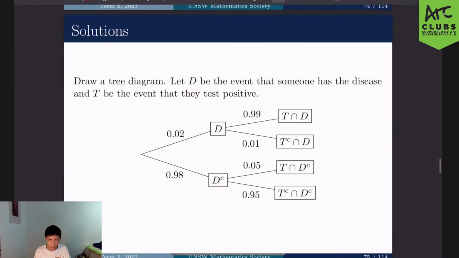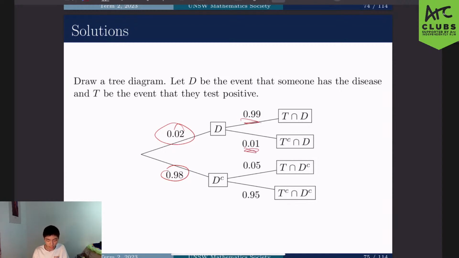So let D be the event that they have the disease, which has a probability of 0.02. So instantly we can see that the probability that they don't have the disease is 0.98. Okay, now if they have the disease, the probability that they test positive would be 0.99. And the probability that they don't test positive would be 0.01.